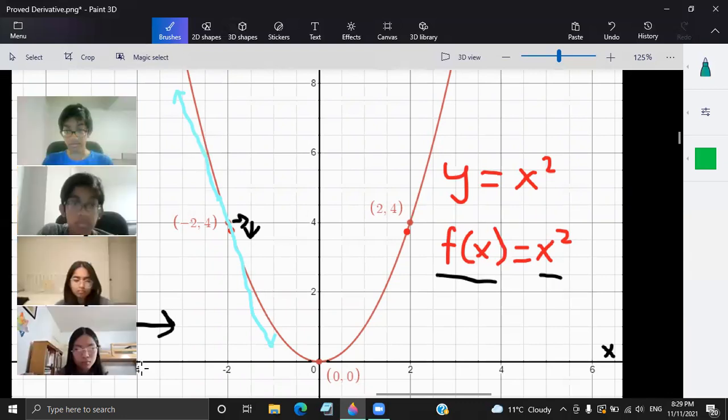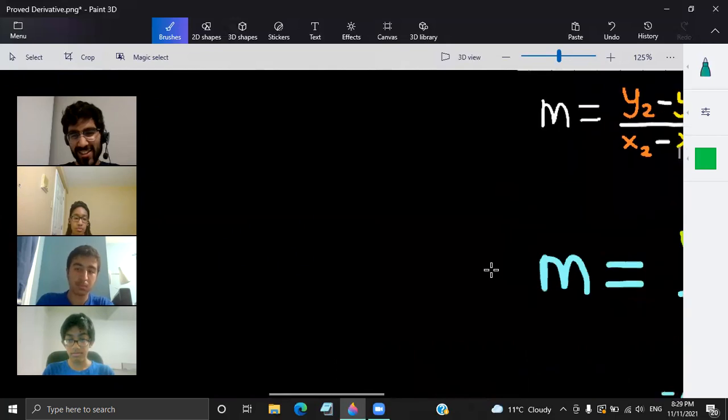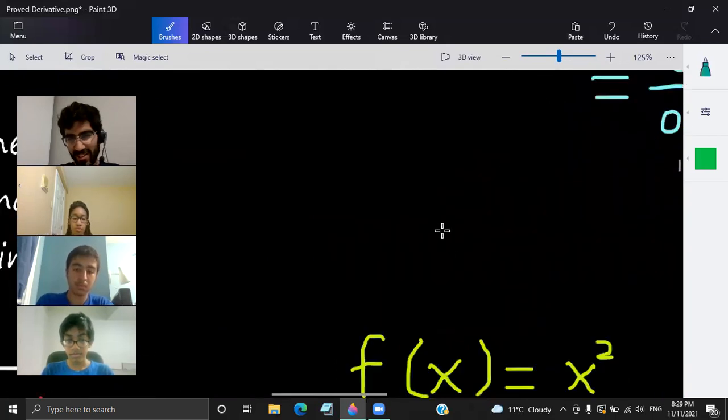Do you guys understand what we're looking for? We want that other magic equation. How are we going to get it? Let's find out.